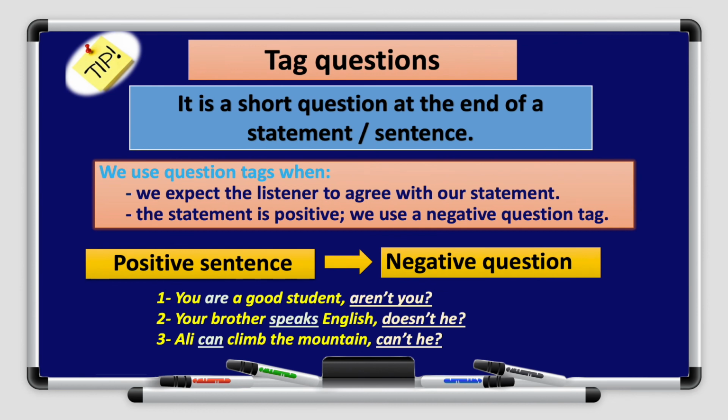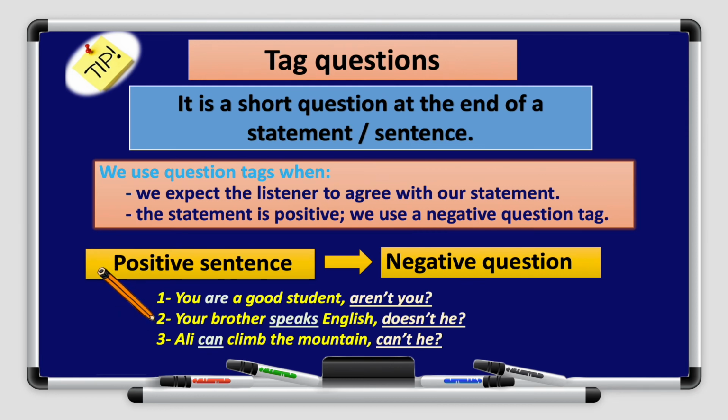And the last part of Unit 5 is tag questions. A tag question is a short question at the end of a statement or a sentence. We use it when we expect the listener to agree with our statement. Always, when the statement is positive, we use a negative tag question. Read with me these examples. You are a good student, aren't you? Here, the sentence is positive, so I need to put a negative tag question.